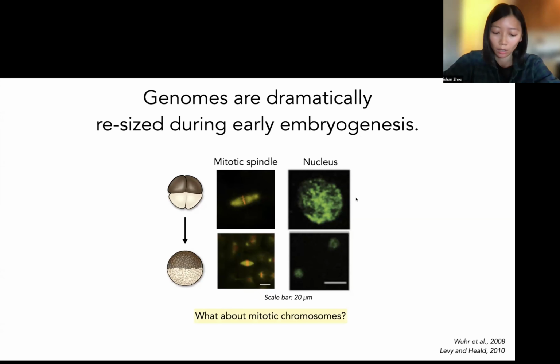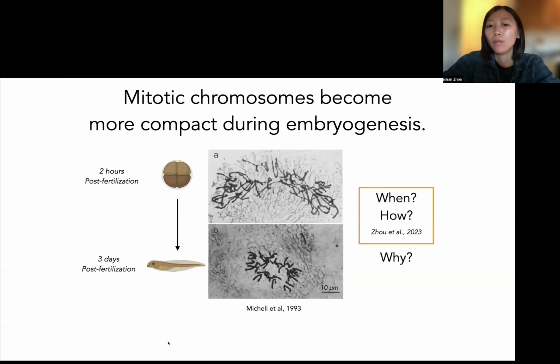But what we really didn't understand was the mitotic chromosomes, which of course sit at the center of these mitotic spindles, ready to be segregated into daughter cells. We didn't understand how they behaved. In fact, some older work had shown that mitotic chromosomes also become more compact and shrink over developmental time, which I'm showing you here. But some of the open questions when I started my postdoc were: when does this scaling start to happen, and how is mitotic chromosome size being set as a function of developmental stage?